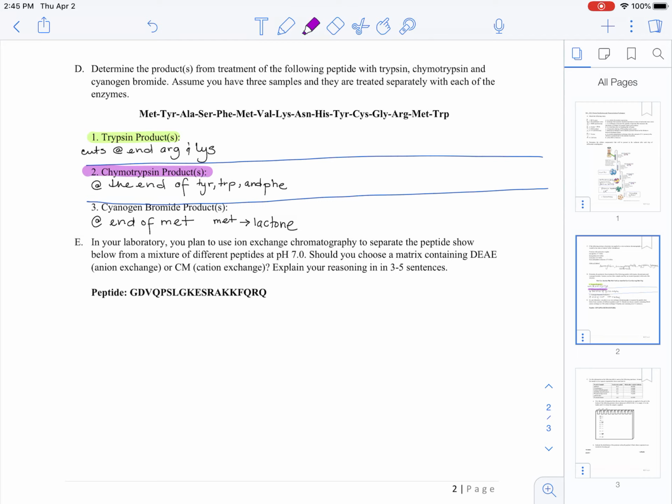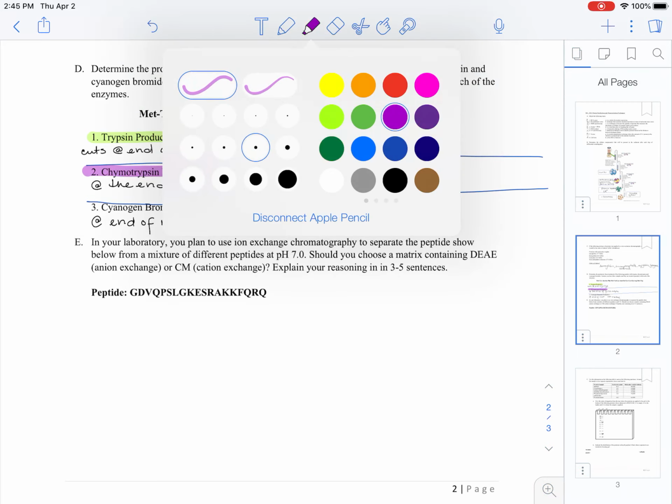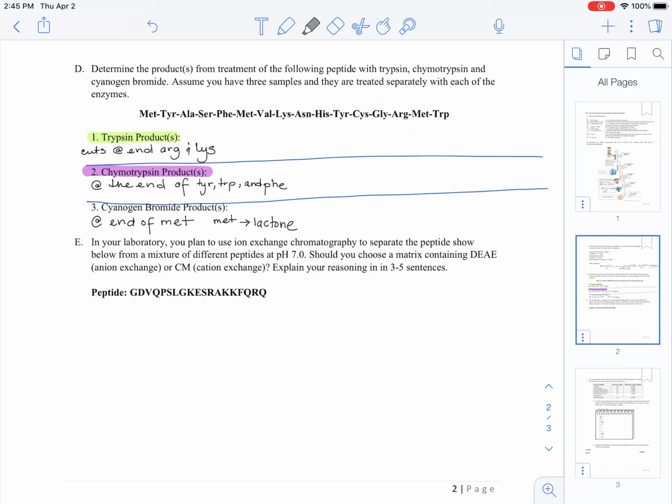The last work that I'm going to illustrate is going to be the one for cyanogen bromide. Okay, remember the cyanogen bromide is going to be cutting after each methionine. Okay, and that methionine is going to be turning into a lactone. Okay, so these are going to be the products if we take the peptide and we cut it with cyanogen bromide. We are going to create a cut between the first methionine and that second tyrosine.